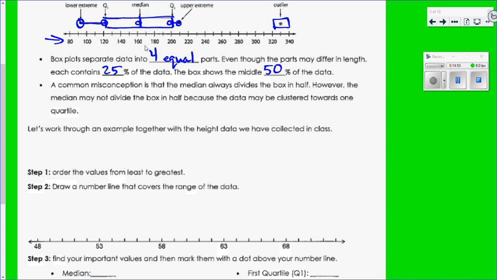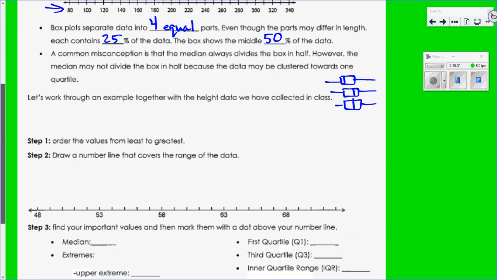A common misconception is that the median always divides the box in half. That is not the case. I'm going to make that middle mark wherever my median is. It is possible that my box might look like this. Could also look something like this. Every once in a while, you'll get lucky, and that line actually does end up right in the middle, but that's actually more the exception than the rule. So realize that middle line doesn't always go in the middle of the box. It goes wherever my median is. Does that make sense? Okay, good. Hope it'll make more sense too as we work through a couple examples.